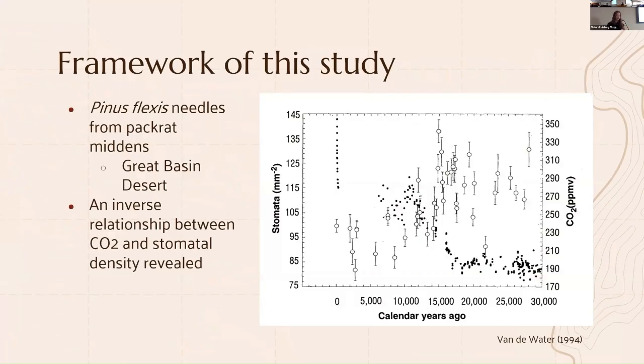Just to start with the framework of this study, where I began a year ago, was simply using stomatal density to track changes in CO2 in parts per million. This figure here from Van de Water is using Pinus flexilis, so a different variety. It's limber pine from packrat middens in the Great Basin Desert. The main takeaway from this paper was that we can see an inverse relationship in stomatal density and atmospheric CO2. So that's the big crux of it right there.